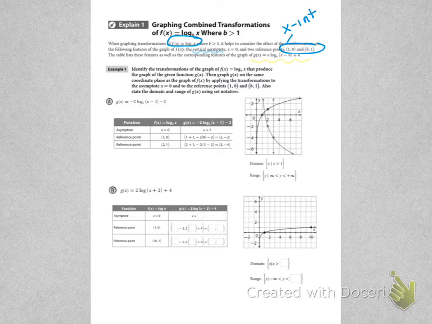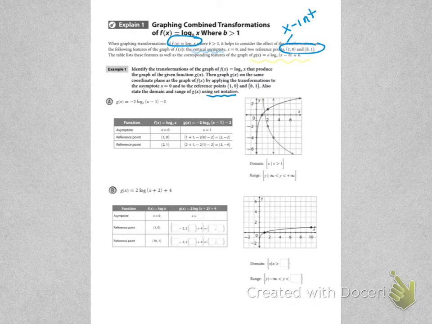And there's one that's been done for us, so we're going to just take a look at that one. And then we will look at writing our coordinate rule and then transforming these points and plotting them to get our graph. And then we'll identify the domain and the range. And they do say for us to use set notation, so we'll go ahead and stick with that notation for now.